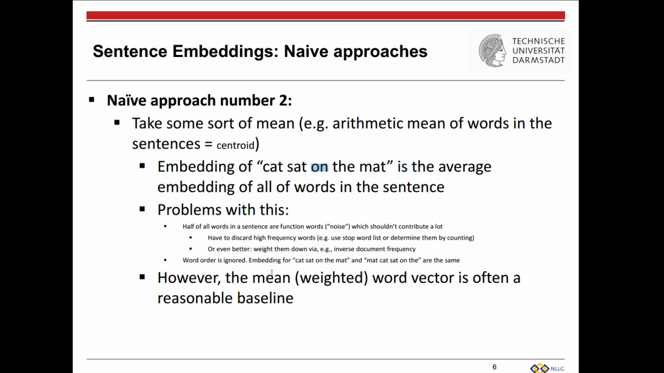However, the second fundamental problem is that this averaging is totally word order insensitive. So the embedding of "cat sat on a mat" and "mat cat sat on a" would be totally the same, which of course is not a good thing, right? So that's probably not an ideal representation that has this property of word order freeness. However, still the mean word vector, so the average word embedding, is a reasonable baseline for sentence embeddings that is often reported.